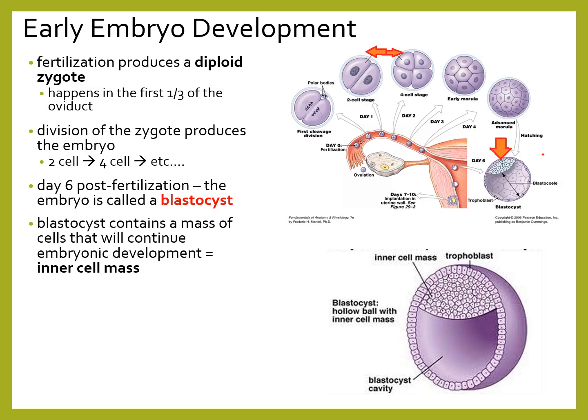6 days post-fertilization, there is a very well-described and defined embryonic stage called a blastocyst. Here is a picture of what a blastocyst looks like at the bottom of the slide. It contains specifically a large accumulation of embryonic cells known as the inner cell mass. These are the cells that are going to continue embryonic development, give rise to the embryo, which will become the fetus, which eventually becomes the child.